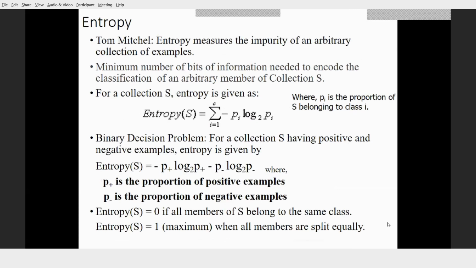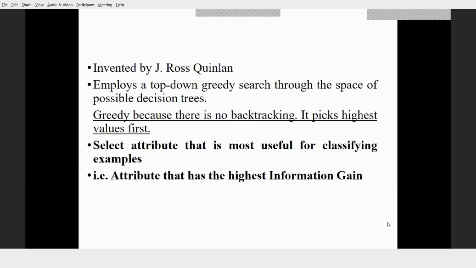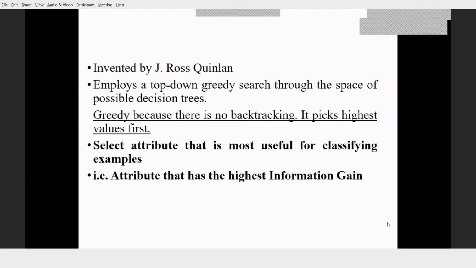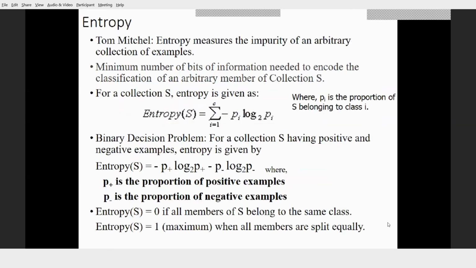Now, the science behind it is that there is something known as randomness in the data. That randomness in data can be measured using entropy.